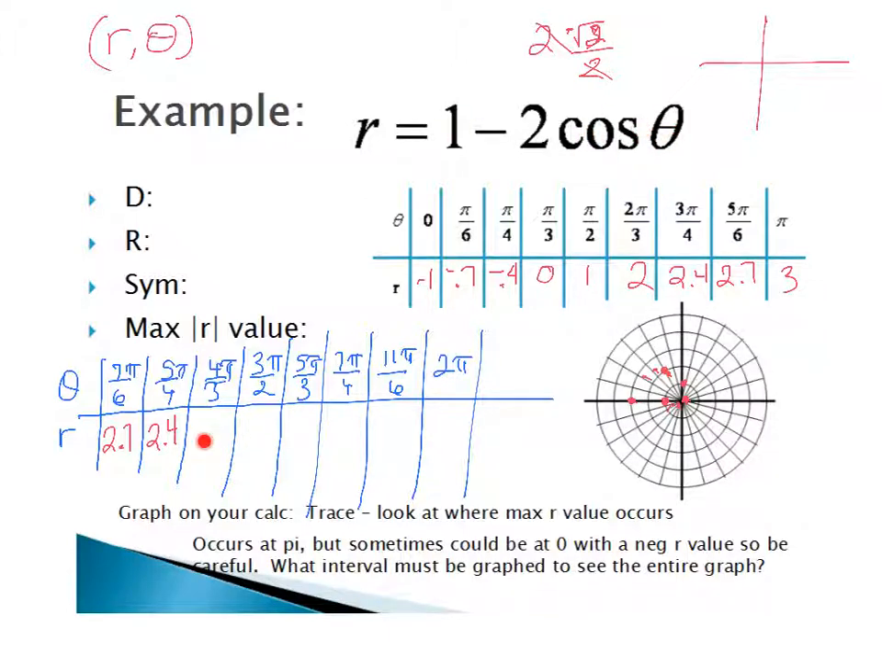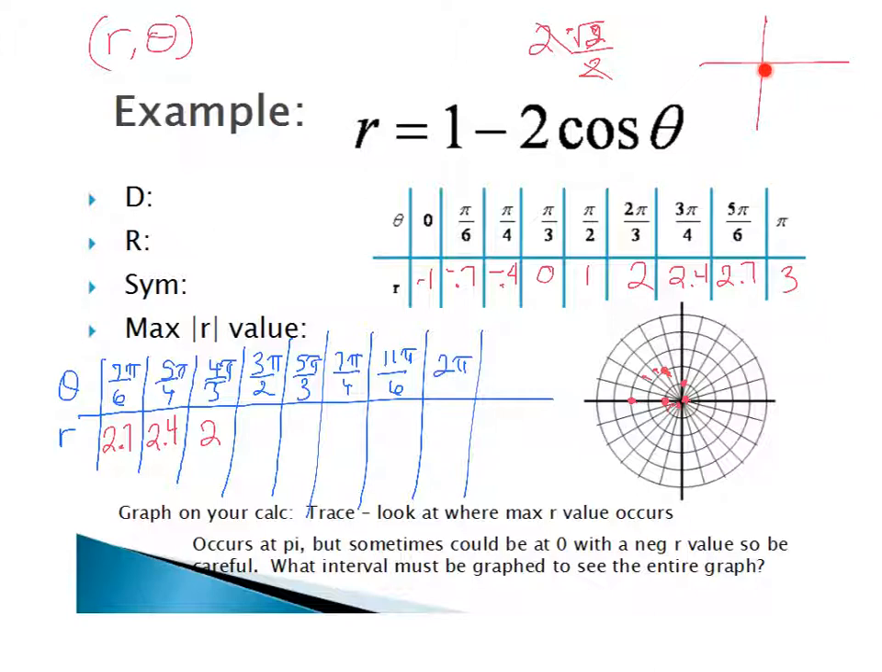Could you guess what the 4 pi over 3 is going to get me? Four pi over 3 is here. Cosine is negative 1/2. Negative 1/2 times the 2 is a negative 1. 1 minus negative 1 is 2. Did you have that? And isn't that going to keep happening?